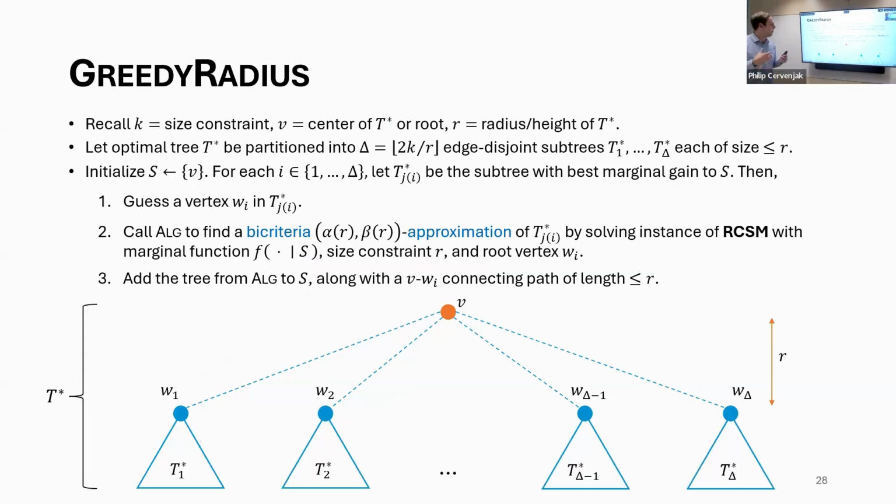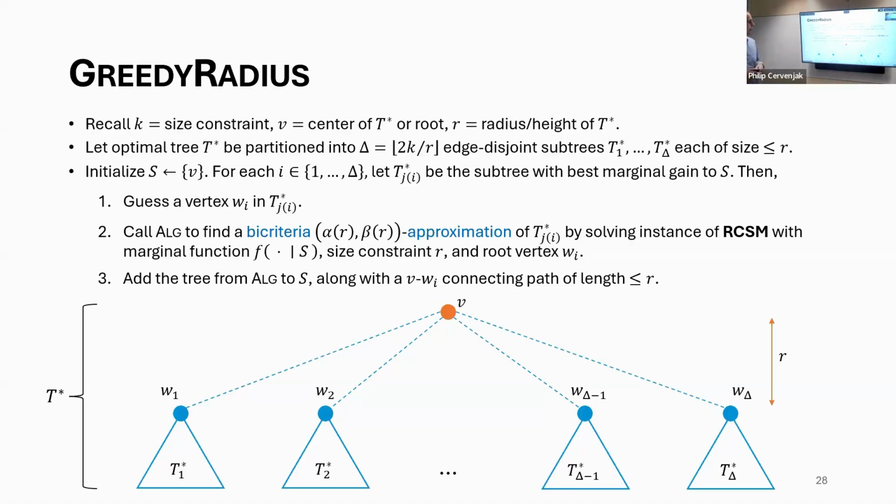And then to actually run the algorithm, we initialize the solution with v, and then over iterations from 1 to delta, we let T star sub Ji be the subtree in the partition that has the best marginal gain to the current solution. And so the idea of this algorithm is that in each iteration, we want to actually guess one of the vertices in this best subtree.